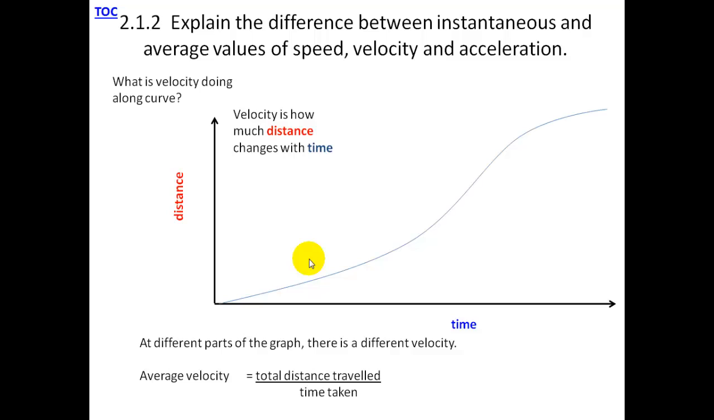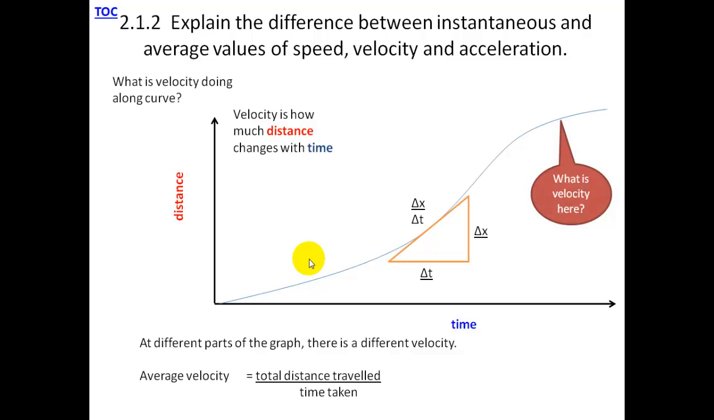The average velocity is going to be the total displacement travelled in the time taken. But let's say we want to find the velocity here. We have to basically find out what is the gradient at that point. The change in x divided by the change in t, which gives us the velocity at that point. That's the instantaneous velocity at that point in time.